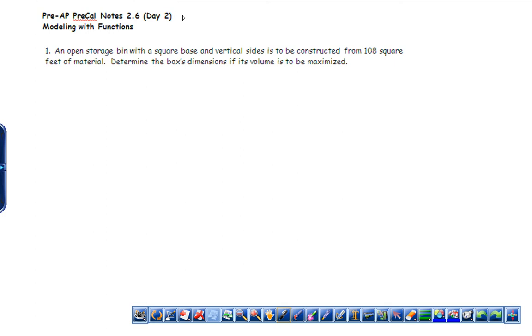This is 2.6, Modeling with Functions, and this is Day 2 Notes. An open storage bin with a square base and vertical sides is to be constructed from 108 square feet of material. Determine the box's dimensions and its volume to be maximized.